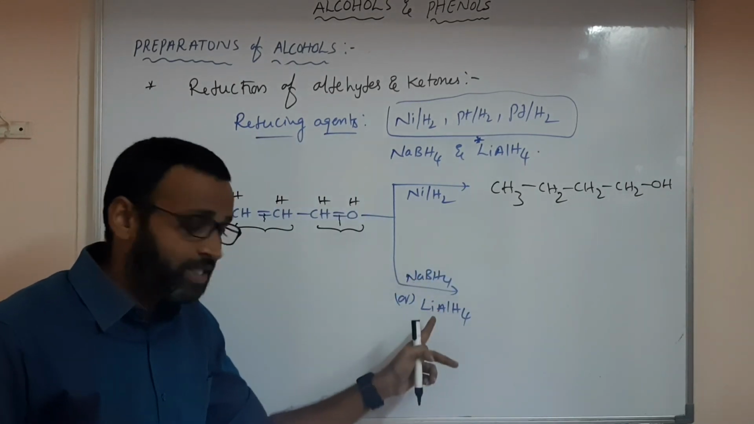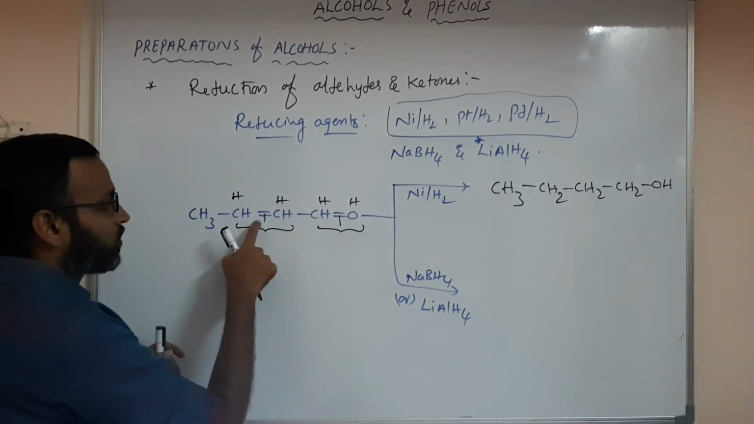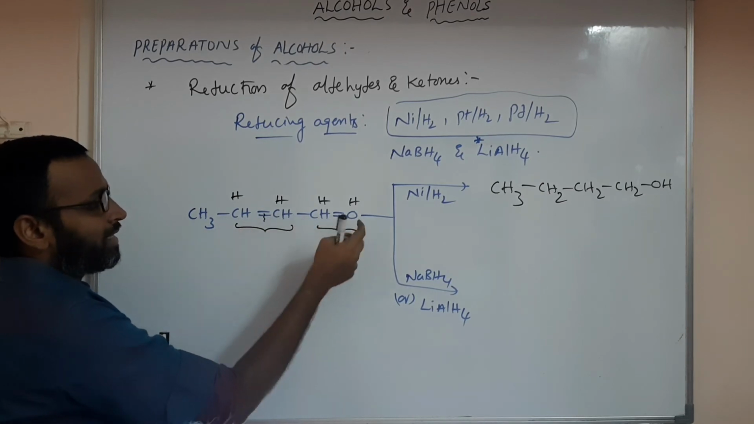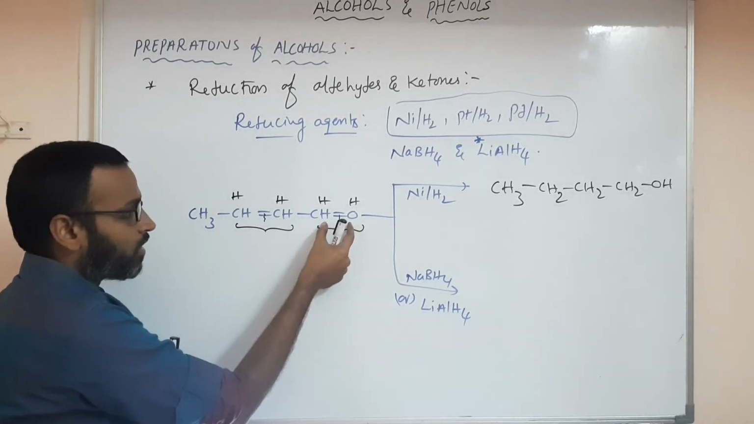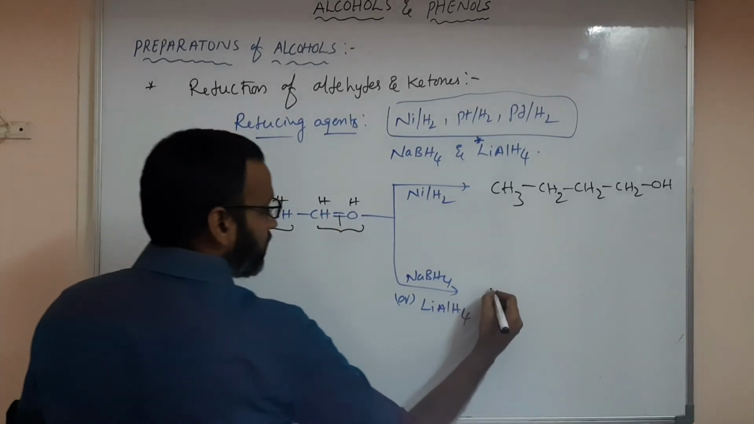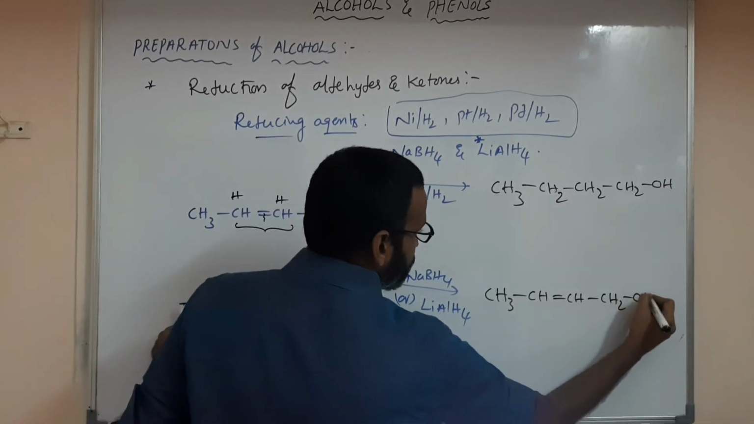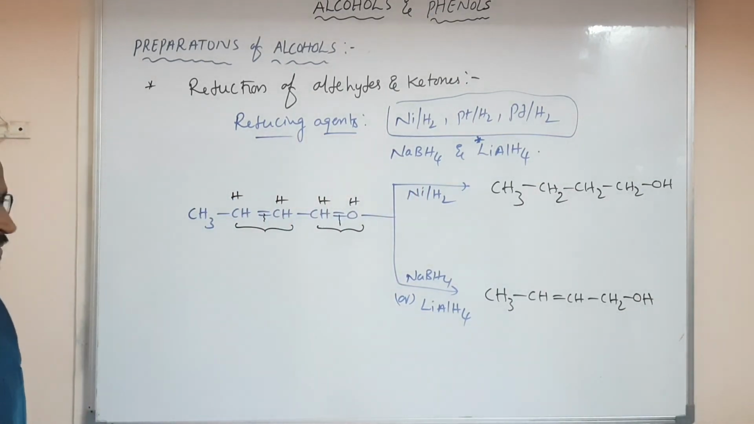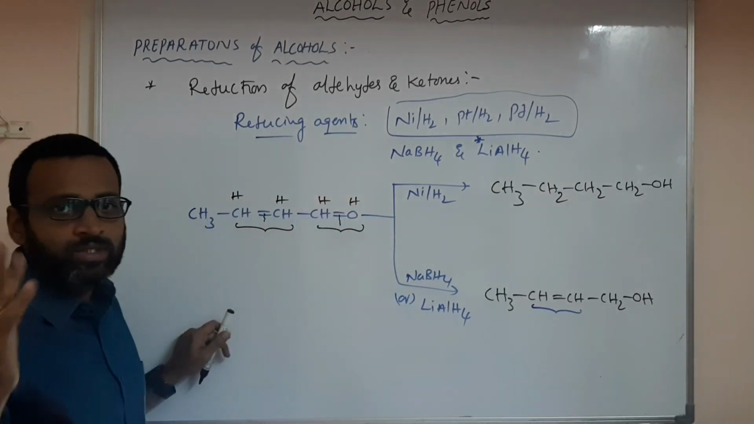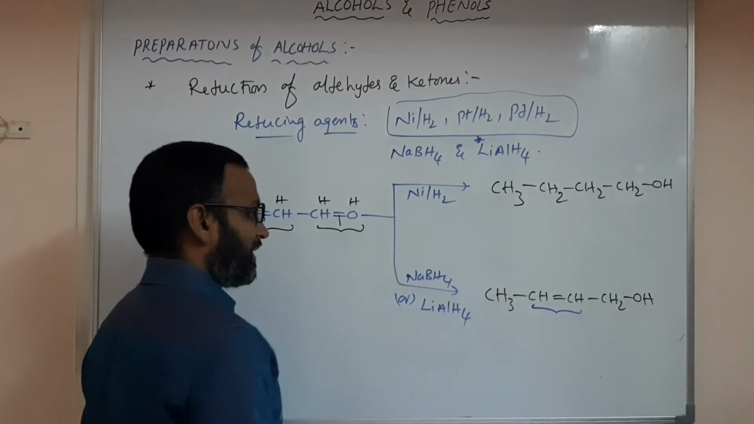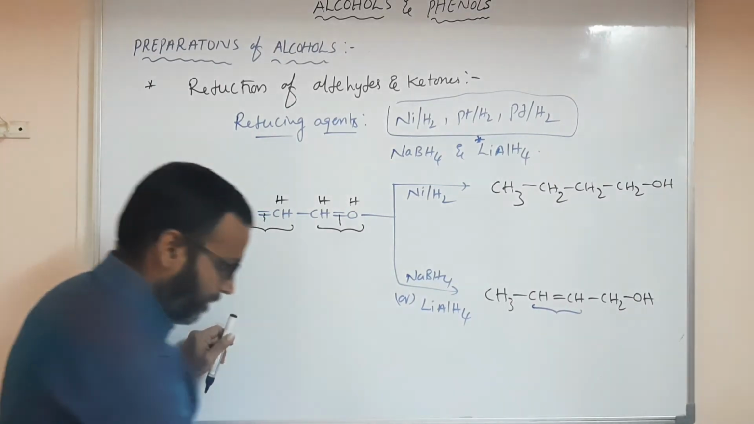But NaBH4 and LiAlH4 reagents cannot provide a surface, so the carbon-carbon double bond cannot be reduced. Only the functional group polar double bond will reduce. Polar bond, this one. So what is the product here? CH3, CH double bond CH, and CH2OH. This is the main important difference. Observe everyone: this carbon-carbon double bond was not reduced by NaBH4 and LiAlH4. Got it?